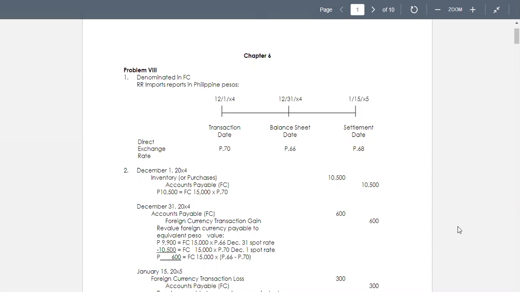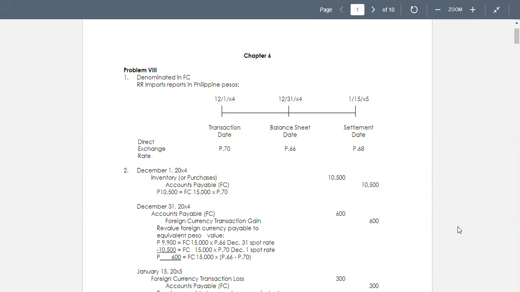Now, by the way, you can open your Canvas with the solutions posted, the PDF. You have the solutions for chapter 6 and chapter 8. So you do not need to copy anymore.